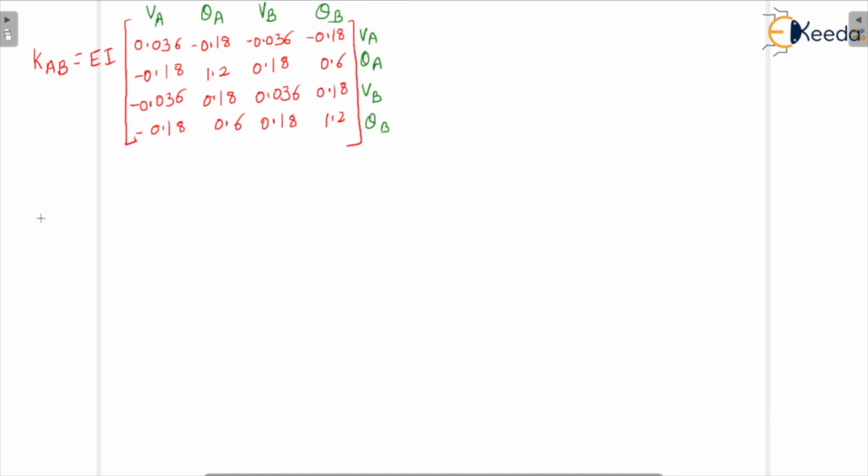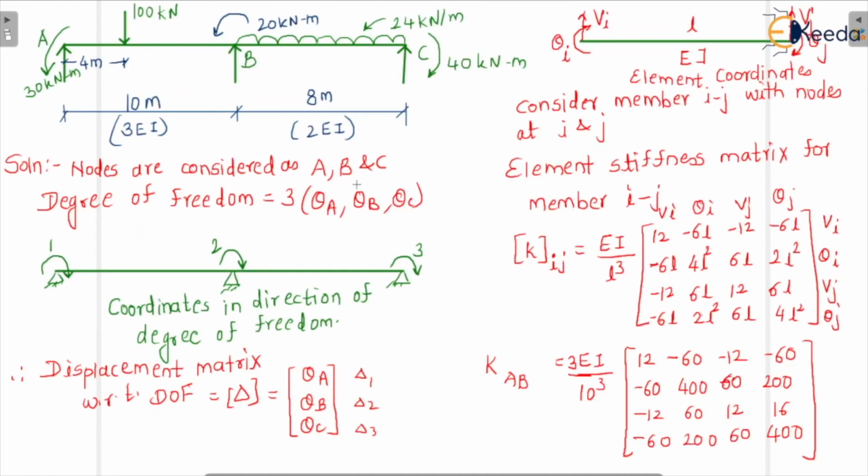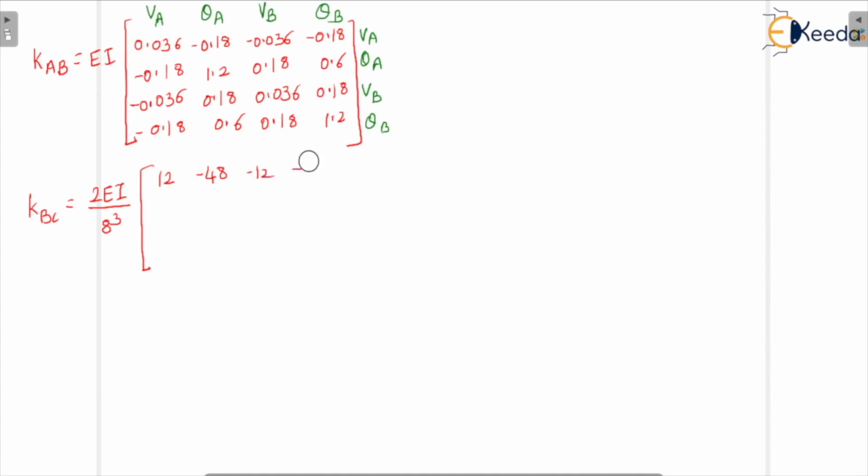Similarly, you have to do it for K of BC. Okay, so for K of BC, how will we write it? Our stiffness matrix will be 2 EI by L cube, and their span is 8 meter. So here we will write 2 EI by L cube, and the inner values will be 12, minus 48. Why is it 48? Because it is 6 into L, and L is nothing but 8 meters. So 8 sixes are 48. Okay, so 12, minus 48, minus 12, minus 48; minus 48, 256, 48, 128; minus 12, 48, 12, 48; minus 48, 128, 48, 256.